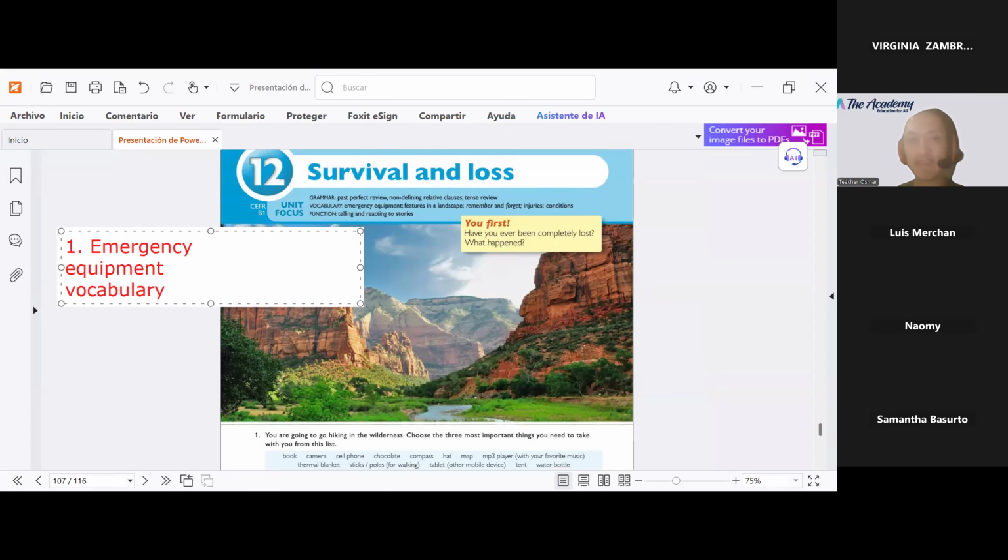Teacher, lo que tengo que decir es con las palabras, armarlas. Exactly, you need to tell me what is this. You can tell me in Spanish if you don't remember in English. What is it?